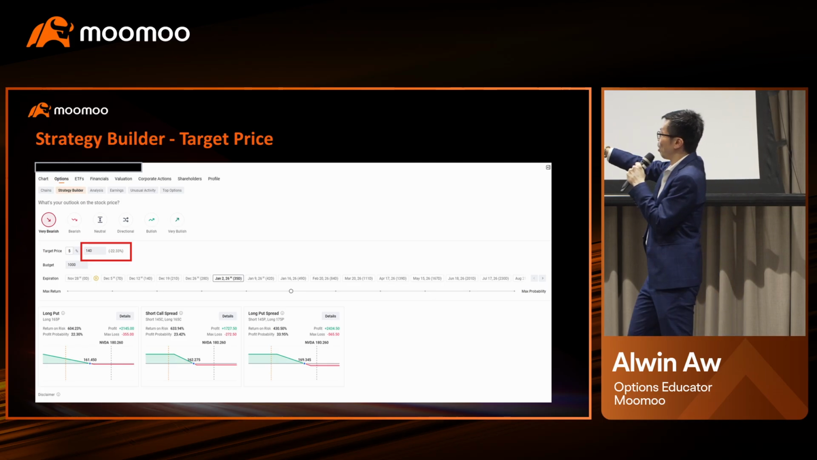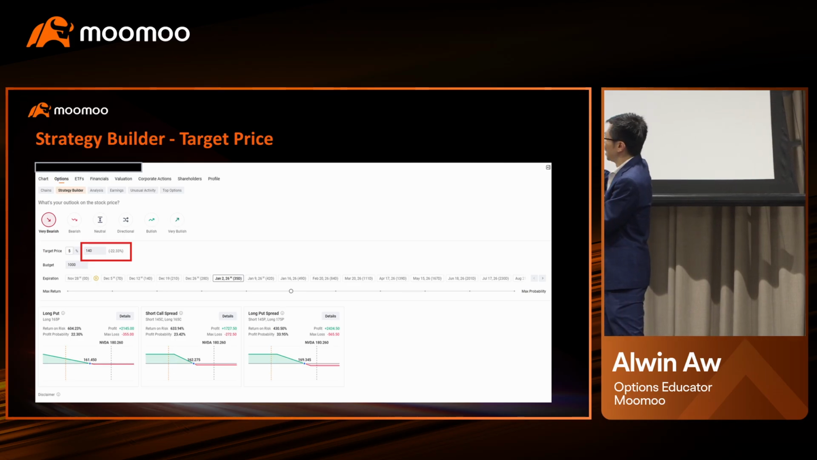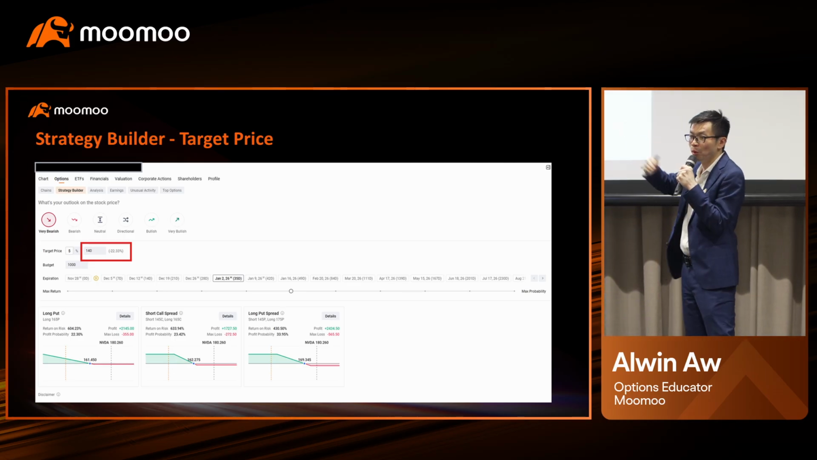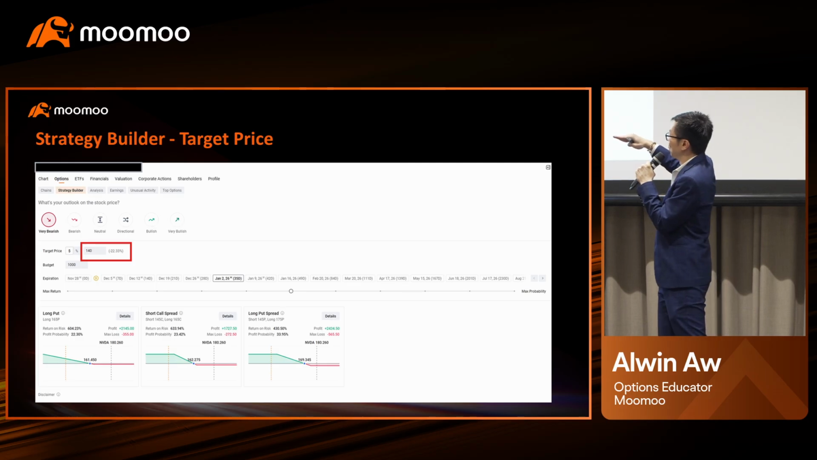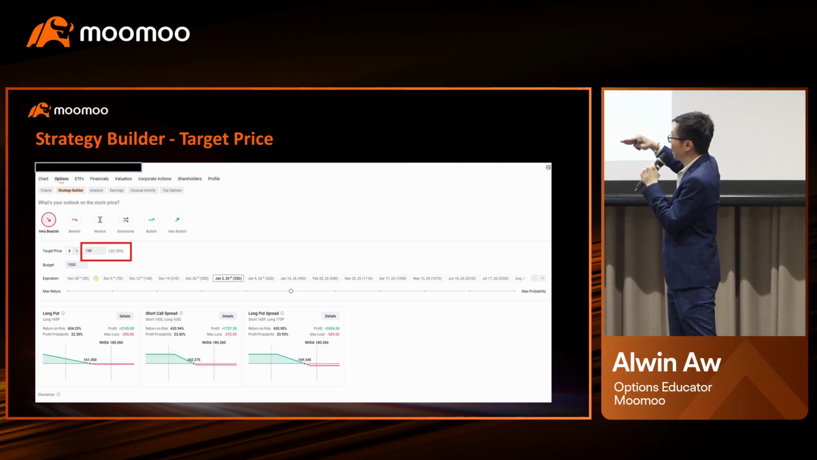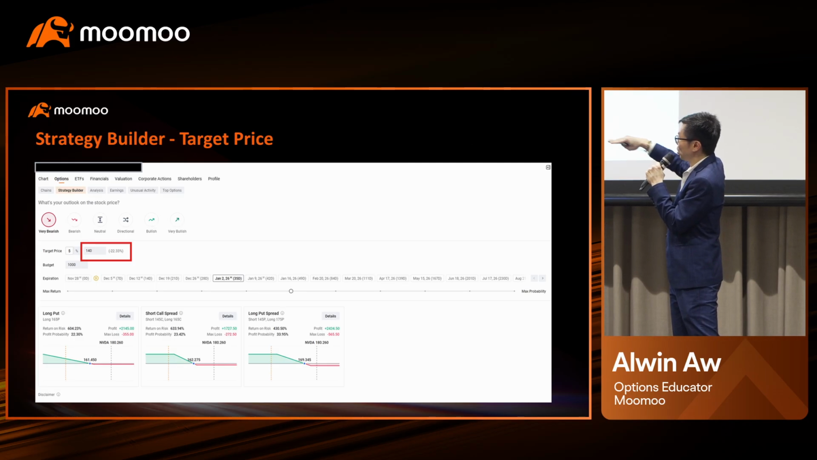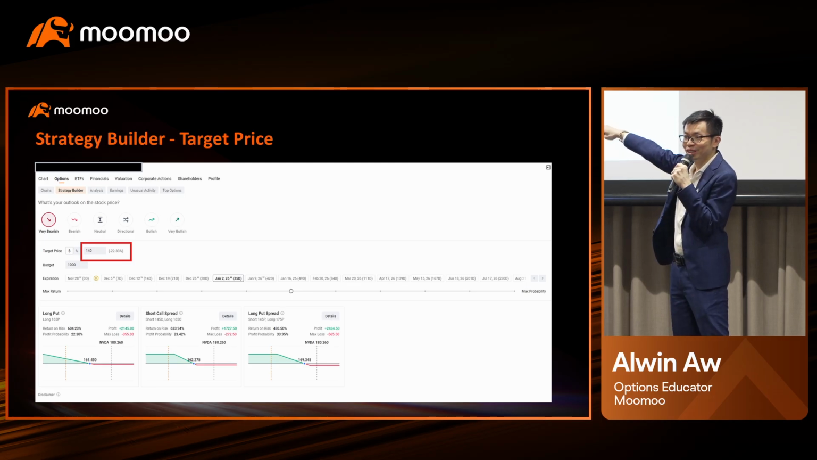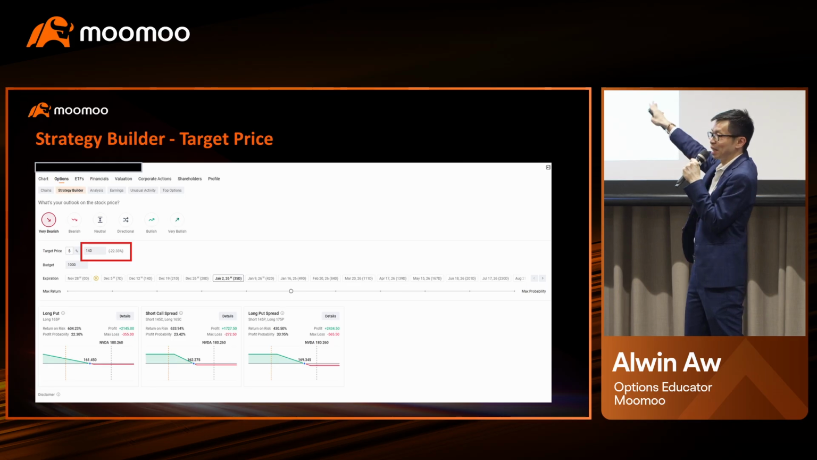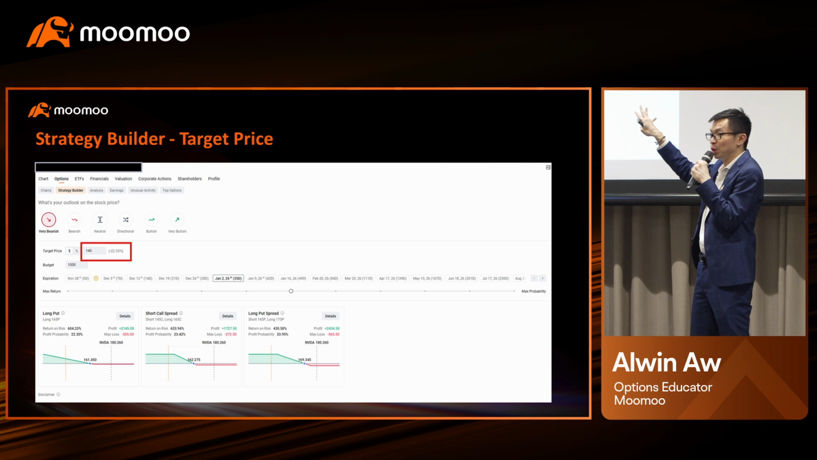So in this example, there's a range. You can say, I want the best risk-reward ratio, so I will try to find a maximum loss and a profit from 200 to 2,000, or 200 to 1,000. That's your choice. But for this example, the long put is the one that follows the protective put strategy.